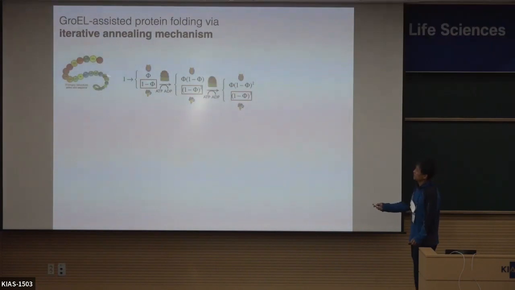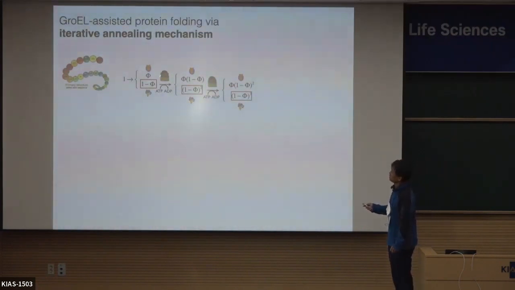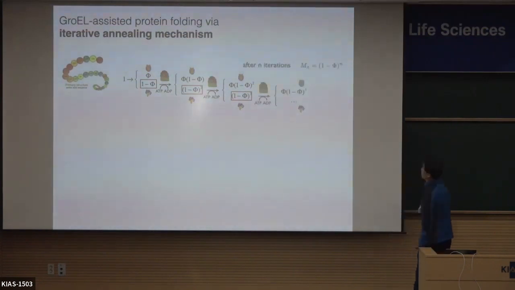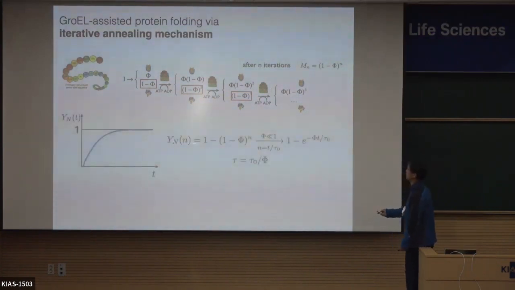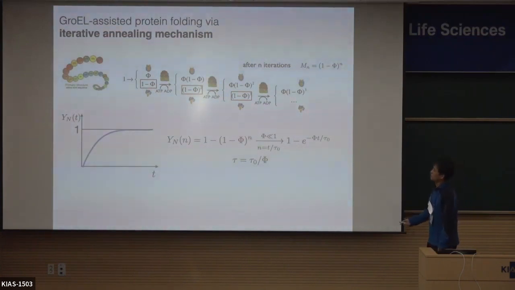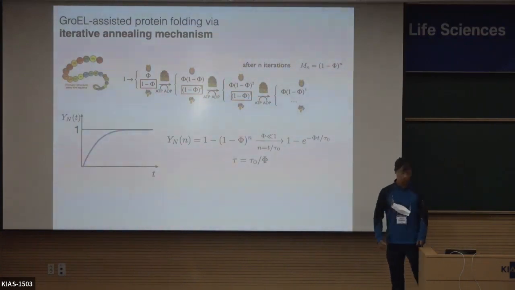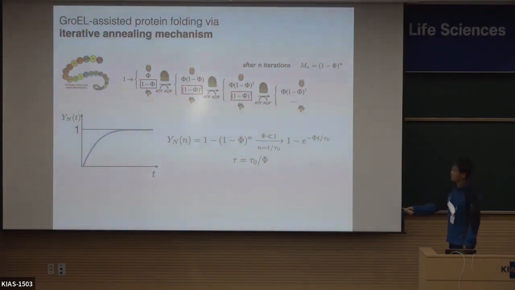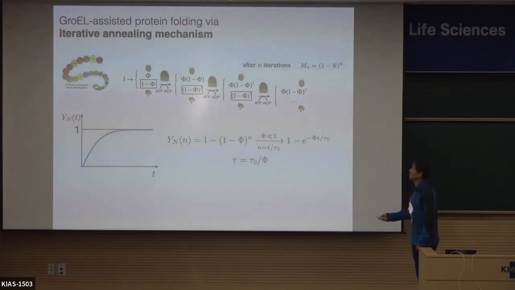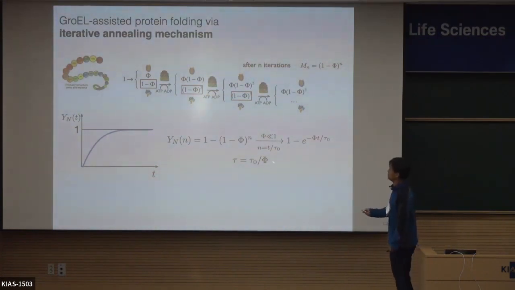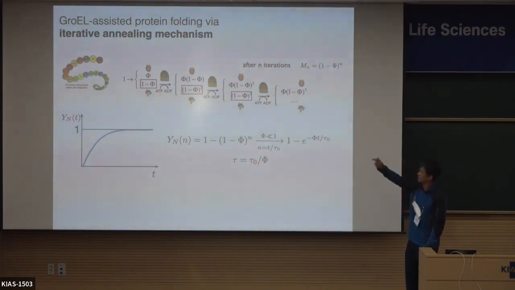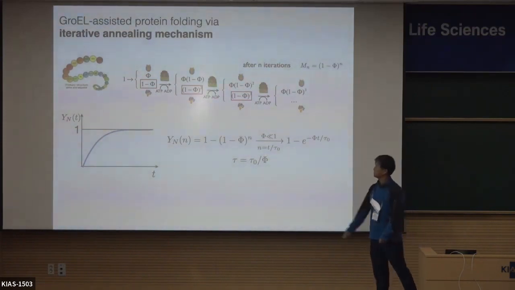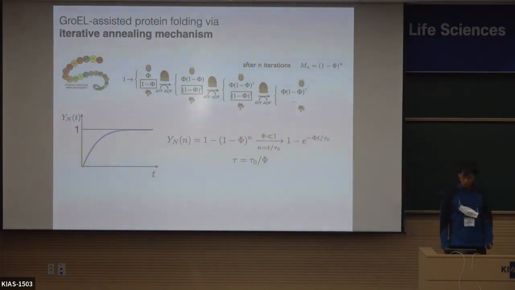So when the chaperone recognizes a misfolded protein and unfolds it again and again, after n iterations, this is the population of unfolded states, and the population of native states evolves like this with this equation. As time goes on, this is the population of native states. In the cellular environment, the population of native states increases exponentially, and the time scale of this exponential increase is dictated by this tau zero, which is the time of one cycle of chaperone action divided by the fraction phi, the partition coefficient of spontaneous folding.